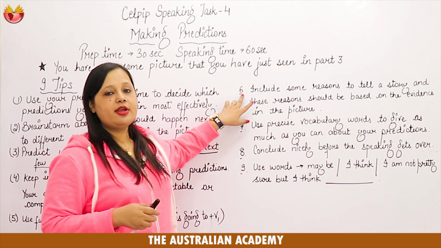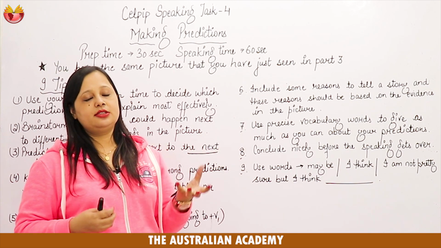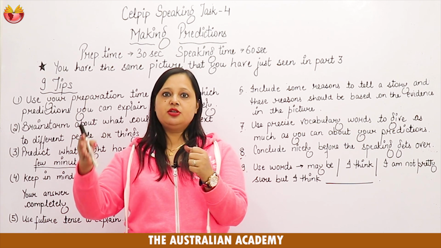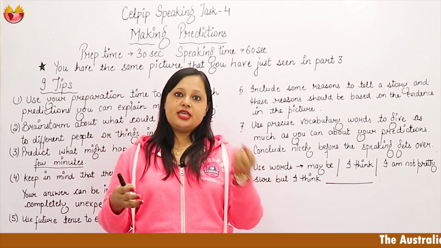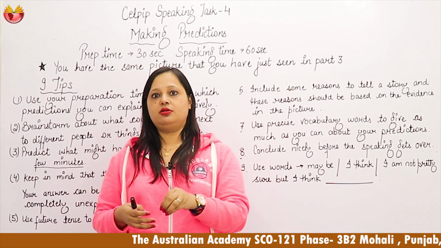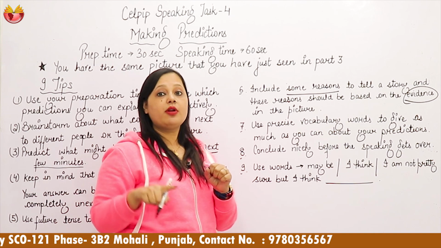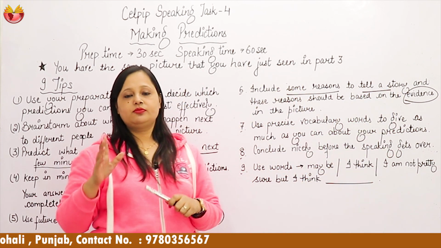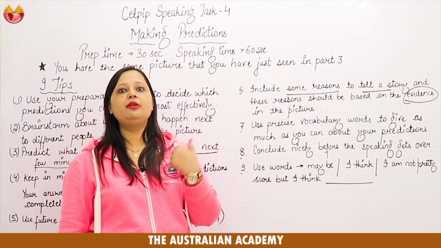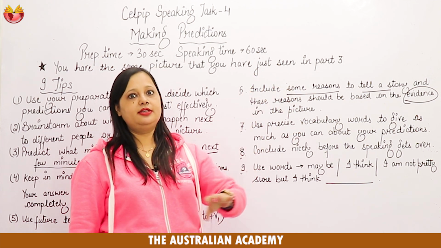The next is include some reasons to tell a story, and these reasons should be based on the evidence in the picture. So let's say there is a situation presented before you in a picture, and if you are making a prediction, your prediction should be convincing. Of course, it can be quite unexpected, but somewhere these predictions should have roots in the picture. If you see something in the picture, this evidence can help you present the reasons for your future story. If you want to understand it further, you can see my next video in which I will be explaining the sample response. In the sample response, I will again pick this point and explain it in detail.